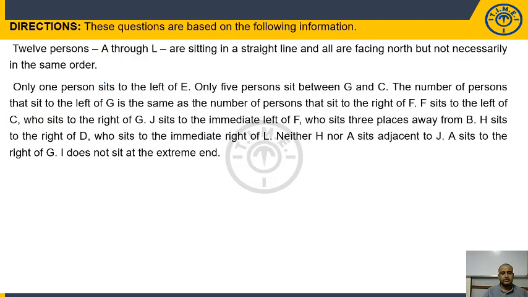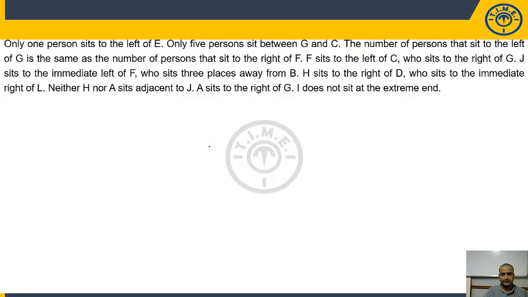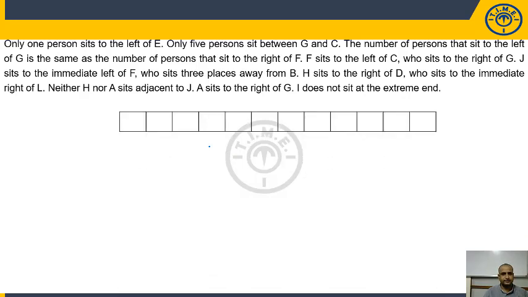12 persons A through L are sitting in a straight line and all are facing north, but not necessarily in the same order. I won't read the entire information again. Let's directly start with the puzzle. Only one person sits to the left of E. It is a 12 seat arrangement. 1, 2, 3, 4, 5, 6, 7, 8, 9, 10, 11, 12. Only one person sits to the left of E means E will be second from the left hand.